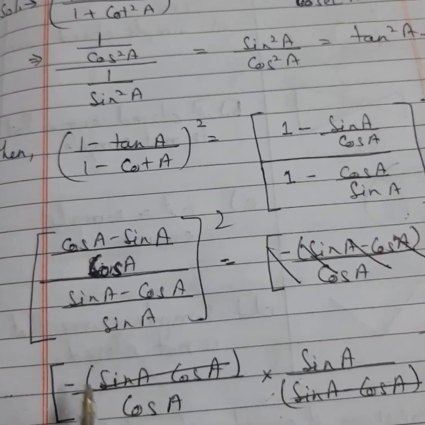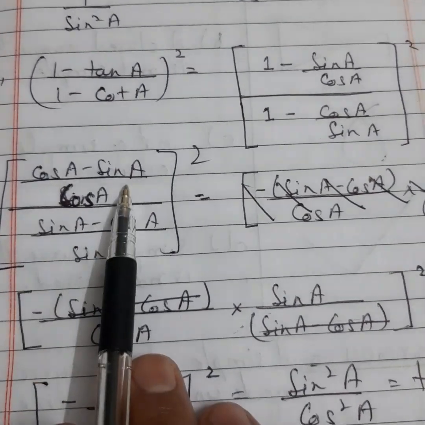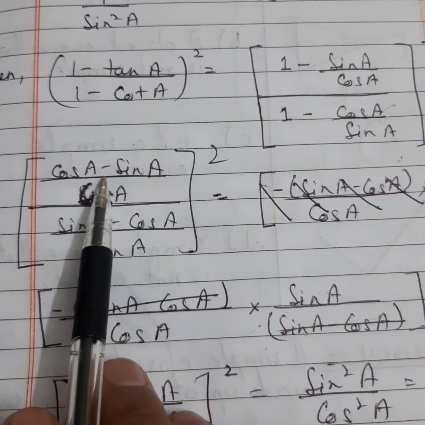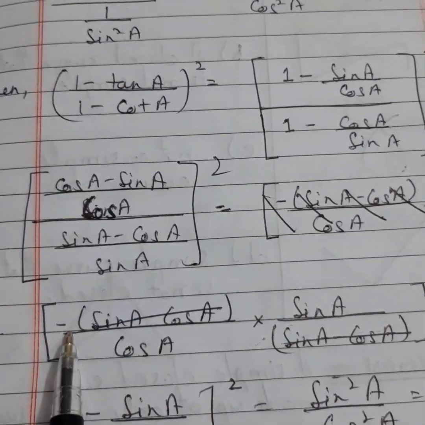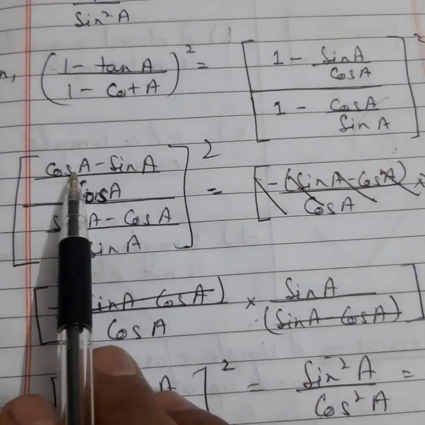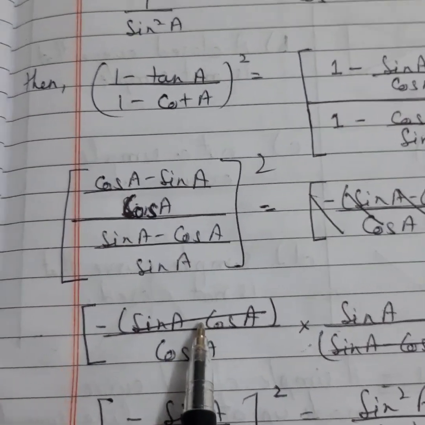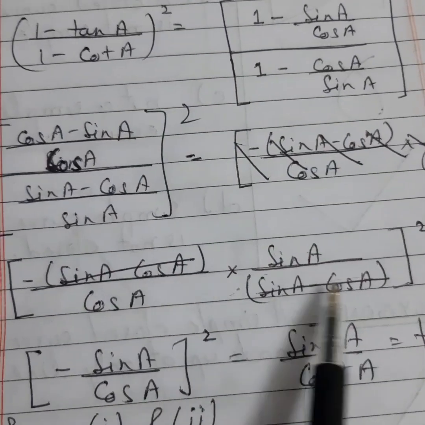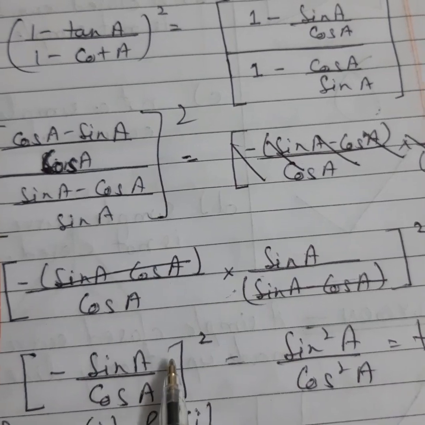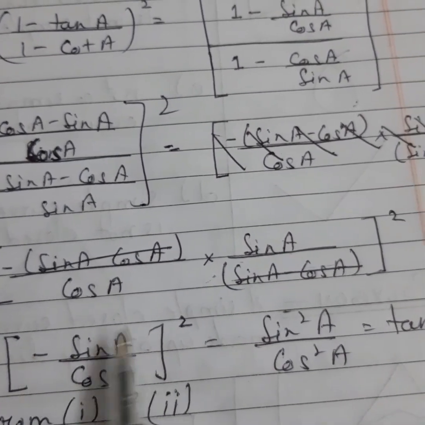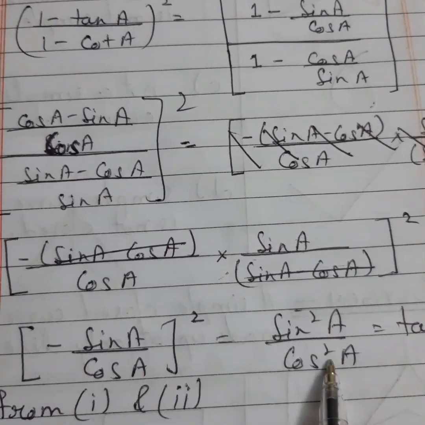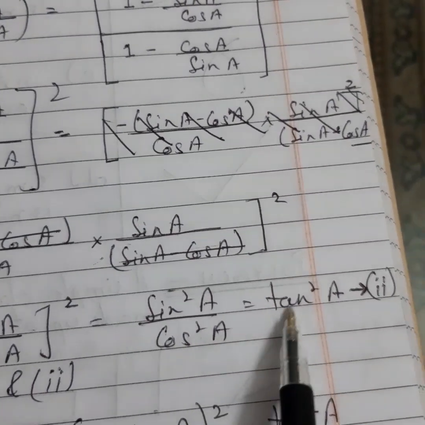It is clear. This is cos A − sin A and this is sin A − cos A. So we have to change this. For making them the same, we have taken minus as common. So the thing which is in minus will become plus, and the thing which is in plus will become minus. Then we can cancel them. So it will come sin A/cos A with minus sign. And when we do the square of this, then the square of minus will become plus. Sin A squared will become sin²A, and the square of cos A will become cos²A. And we know that sin²A/cos²A is tan²A.